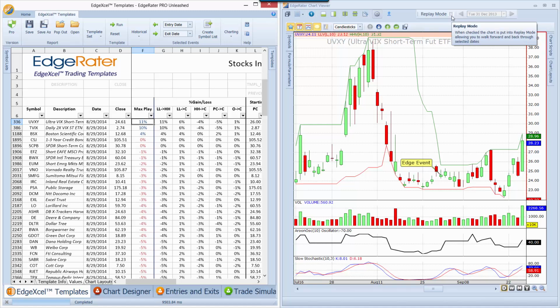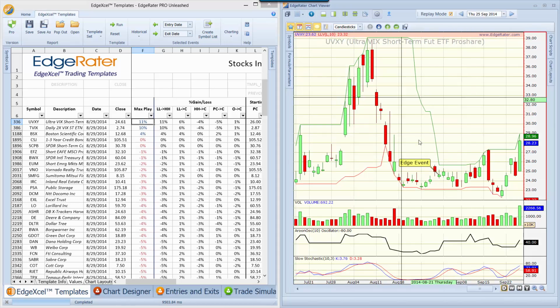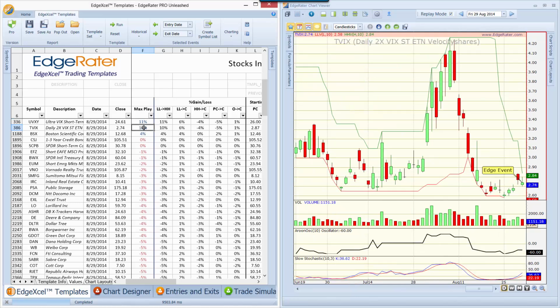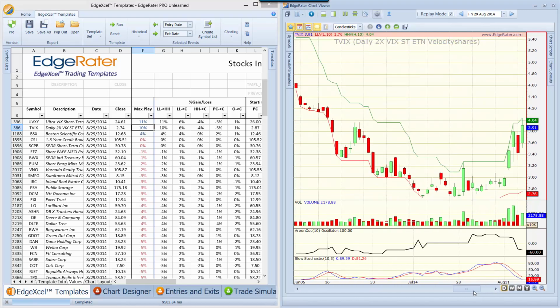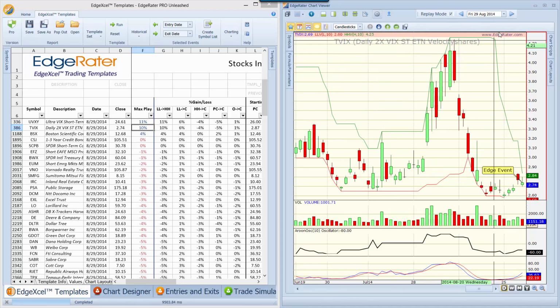There's a button up here called replay mode. The background of the chart will change to indicate the chart is in this special replay mode. What that means is that whenever I click on one of the signals now, this last date is at the very end of the chart, and I can't scroll the chart forward any further using the regular scroll bar at the bottom, but I can move the date forward using the replay mode date up here.